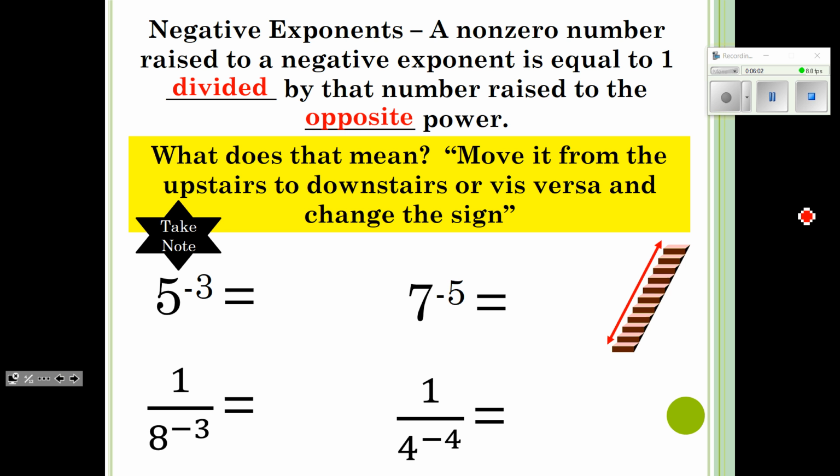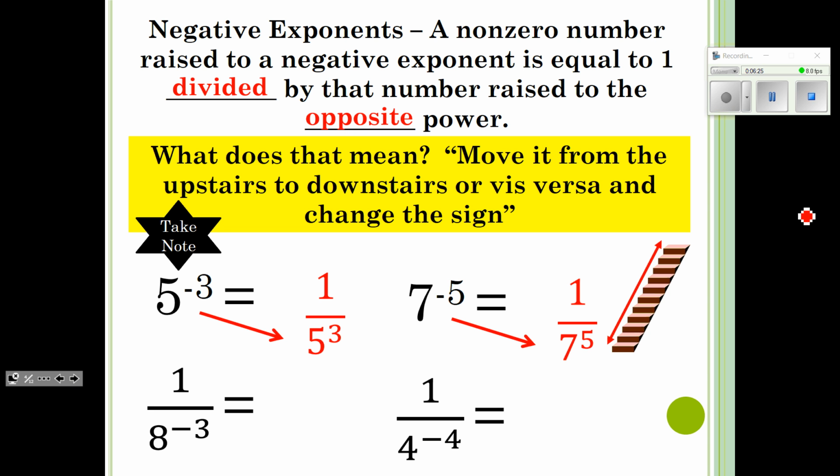Same thing happens here with 7 to the negative fifth power. You have a base with a negative exponent. It's upstairs. You move the base downstairs. You change the exponent from a negative to a positive. You have to have something in the numerator. Now you can evaluate 7 raised to the fifth power. And I don't have that on my slide, and I don't have it memorized.